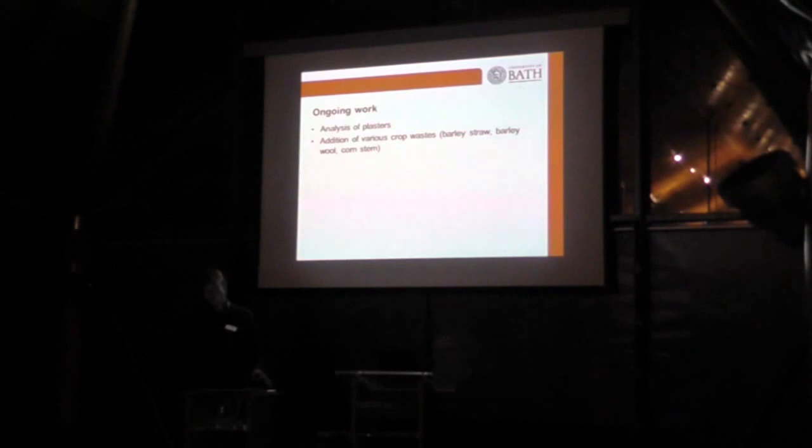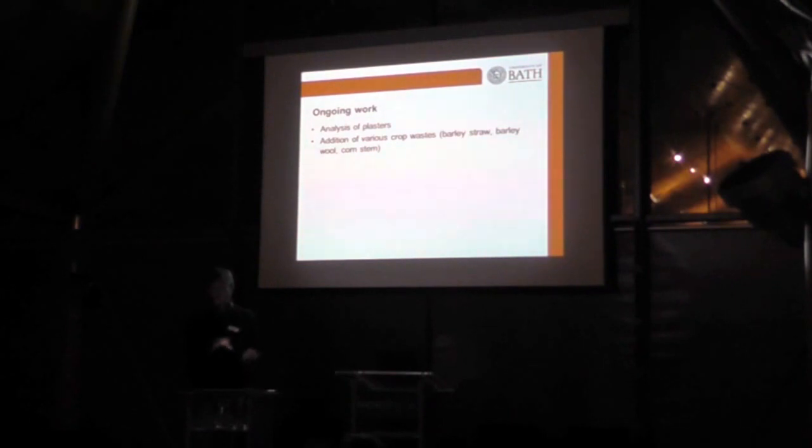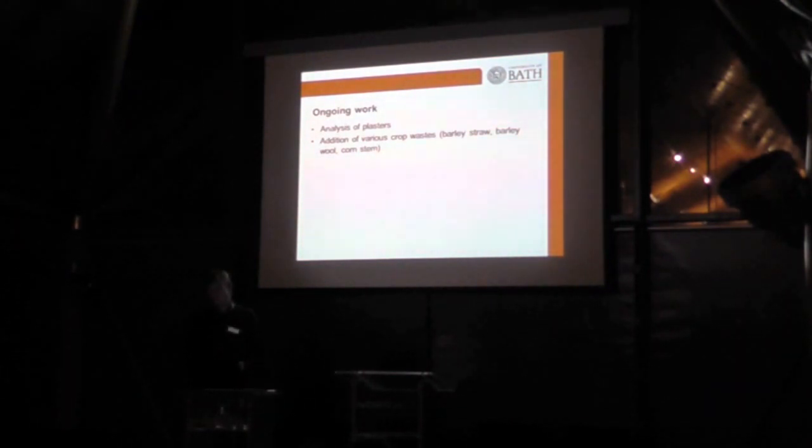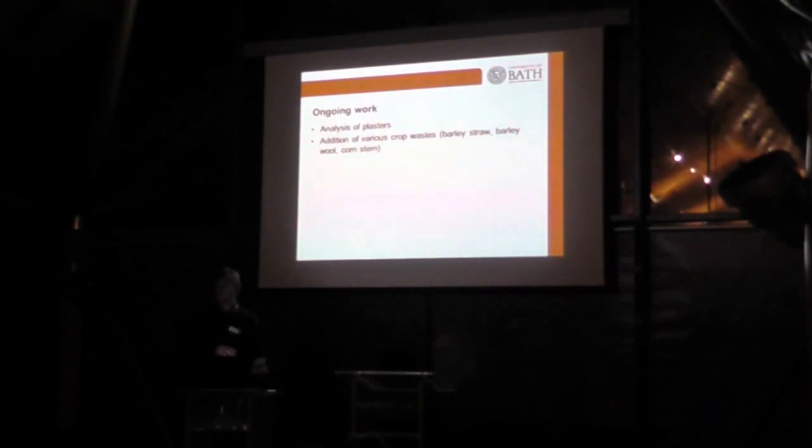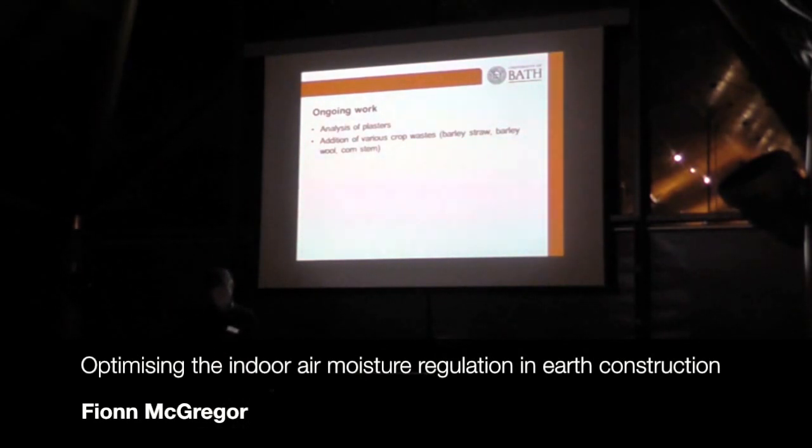So this is ongoing work. We're going to measure exactly the same way: vapor resistance, moisture buffering, and absorption isotherms on plasters, with the addition of various crop wastes. I haven't done hemp because I know some people are working on it. So we're looking at different organic fibers and seeing how that behaves.